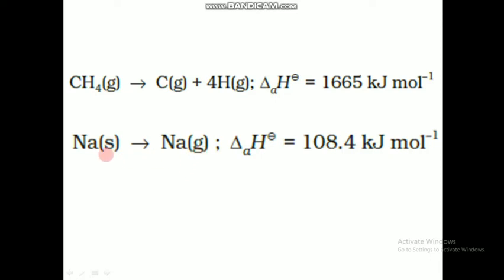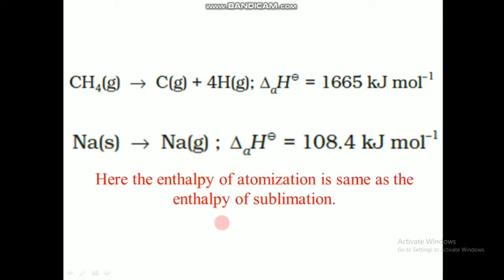Yesterday we have studied the process of conversion of solid to gaseous form, which is sublimation. So in this case, the enthalpy of atomization is not the same as the bond enthalpy, but it is the same as the enthalpy of sublimation, which is represented by delta SUB H. That also you write in your notebook. Enthalpy of sublimation represented by delta SUB H at the standard state.